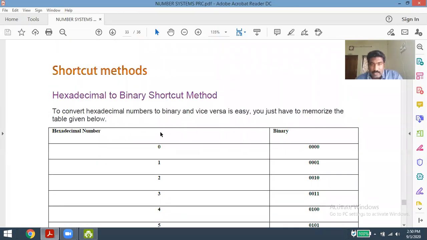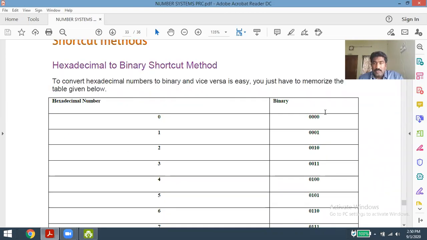We will go for the hexadecimal to binary conversion in a short method. What is a hexadecimal number and what is its binary equivalent? Let us see if there is hexadecimal number 3. How can we represent this hexadecimal number in binary? Generally, 3 base 16 equals, within brackets, base 2.